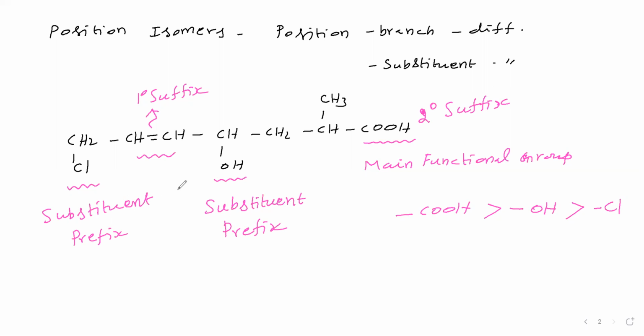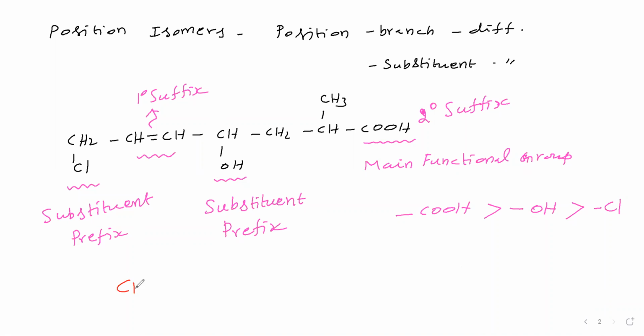Then we will give the name by selecting the parent chain. How do you select the parent chain? The main functional group carbon must be there in the parent chain. So which is the parent chain in this one? That we will see.